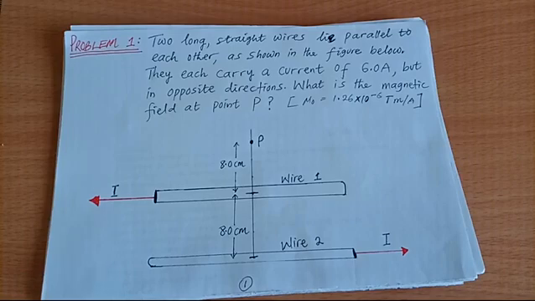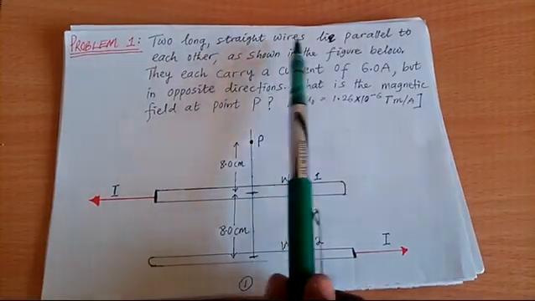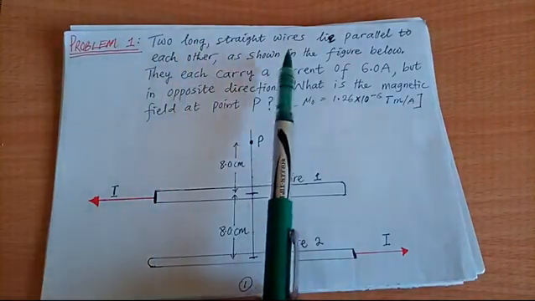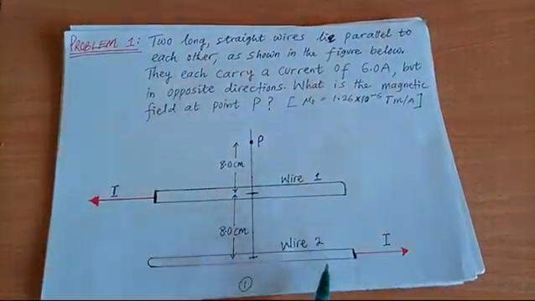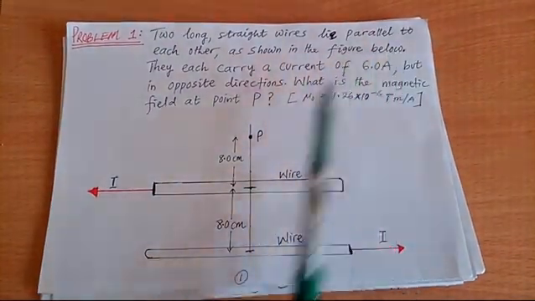In this video, we will solve a problem on superposition of magnetic field. Problem 1 says you have two long straight wires. This is wire 1 and this is wire 2. They are long and they are also straight. They lie parallel to each other as shown in the figure below.